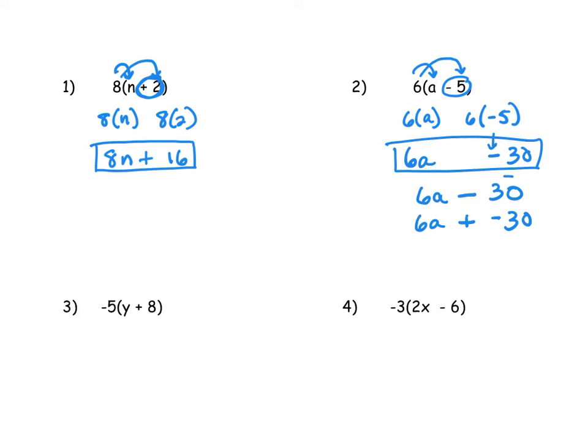If I'm subtracting 30, it moves me down the number line. And if I'm adding a negative 30, it also moves me down the number line. They're both losses of 30.